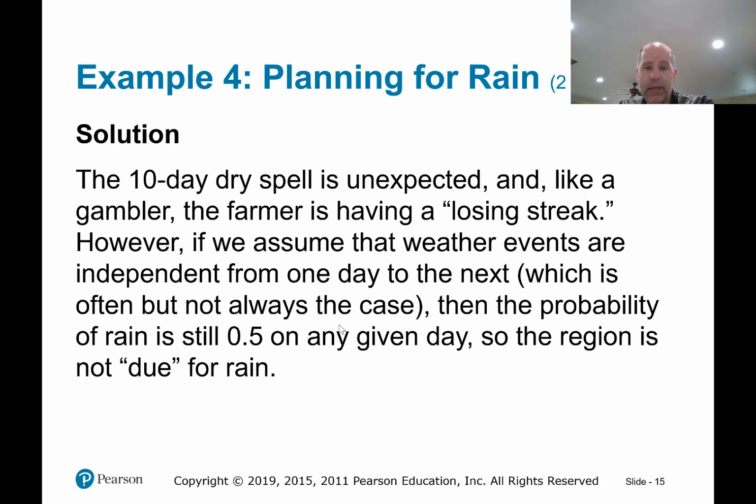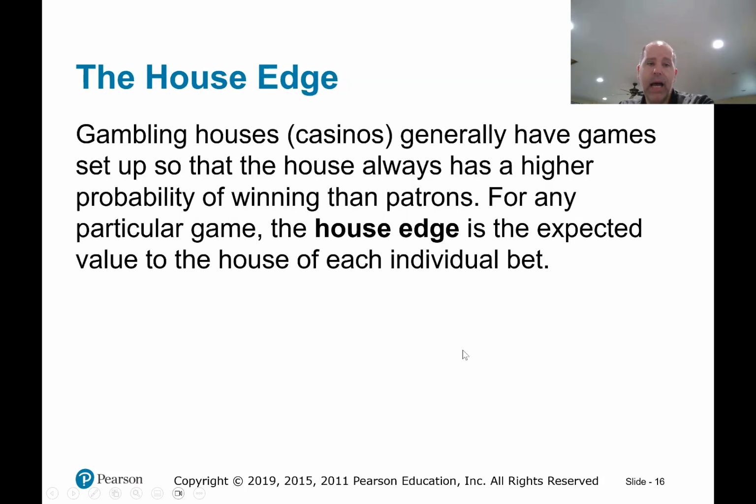However, if we assume that weather events are independent from one day to the next, which often but not always is the case, then the probability of rain is still 0.5 on any given day. Okay, so the region is not due for rain. Keep that in mind. Now the house edge.